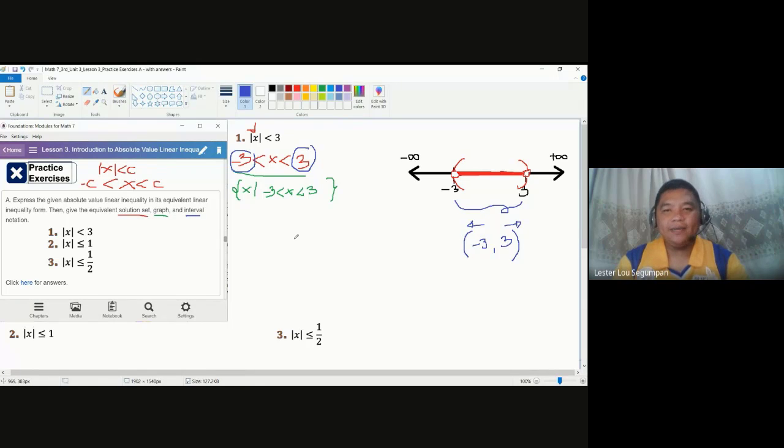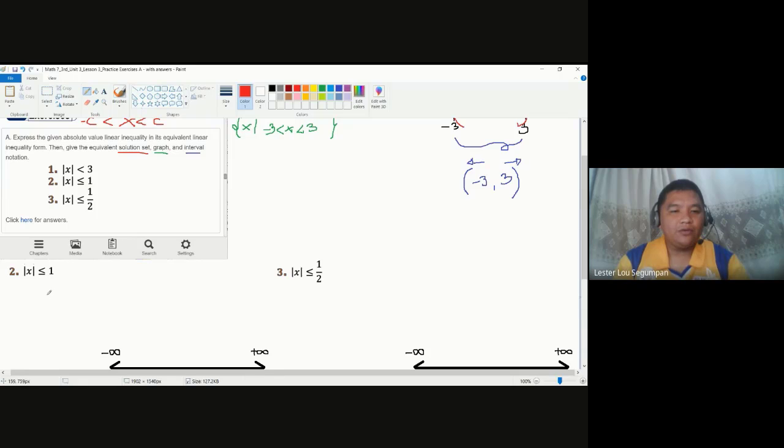Let us copy the same process as we go to number 2. But take note that in number 2, we have here the equal notation. So this is read as less than or equal. But still, it's less than. So we're going to use the same general form. And that would be the value of x, which is greater than or equal to -1, the negative of this value here, but less than or equal to +1.